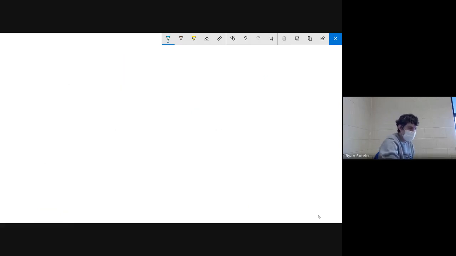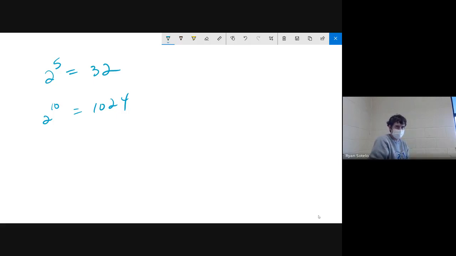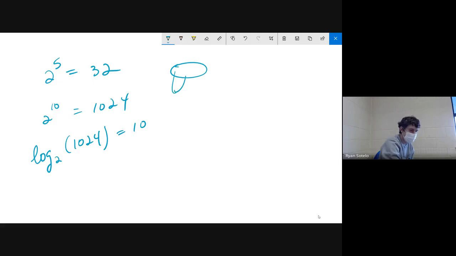So that's exponentiation. So 2 to the 5 equals 32. 2 to the 10 equals 1024. Things like that. So if you multiply 2 by itself 5 times, you get 32. You multiply 2 by itself 10 times, you get 1024. Log base 2 of a number will tell you what power of 2. How many times do I have to multiply by 2 to get to 1024? So sometimes we explain it like you have this little growth ray.